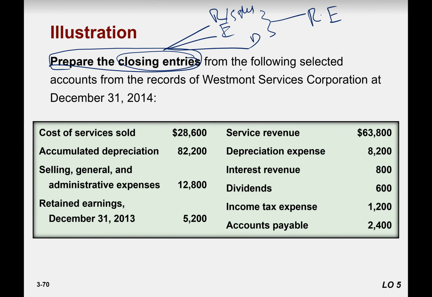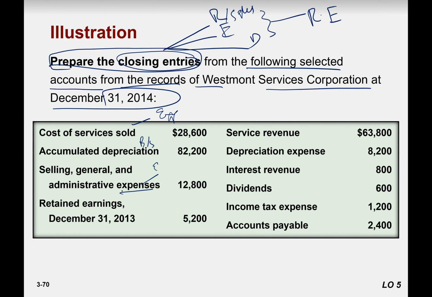So preparing the closing entries from the following selected accounts from the records of Westmont Service Corporation at December 31st, 2014. So we have given cost of goods sold. Cost of goods sold belongs to expense or assets? Expense. Accumulated depreciation is a contra account for asset. This is our balance sheet item. Selling, general and administrative expense will go to income statement. Cost of goods sold also goes to income statement.